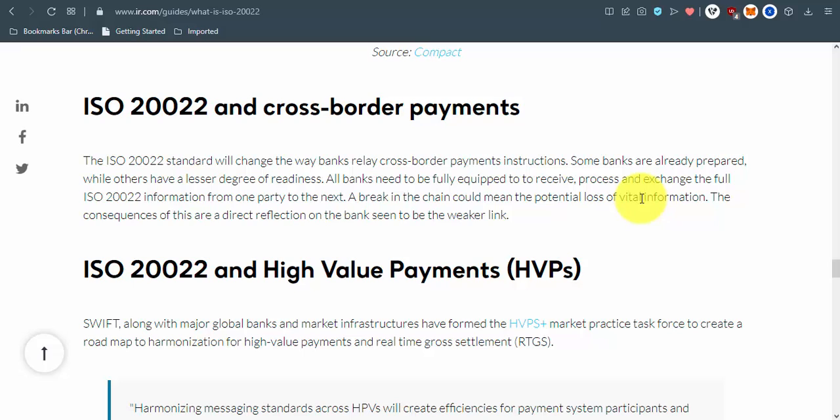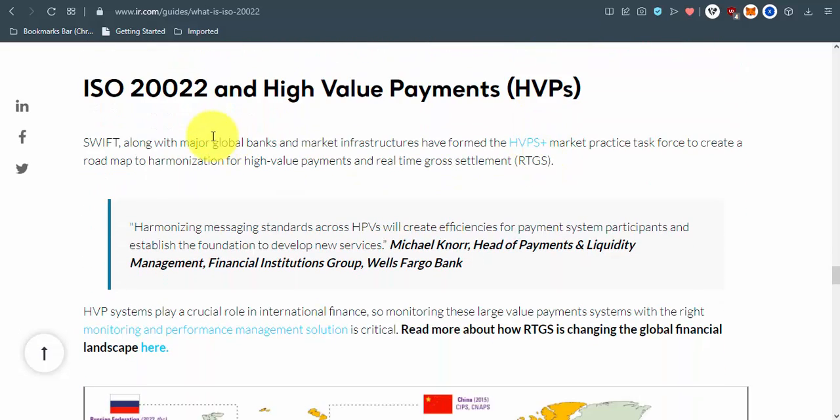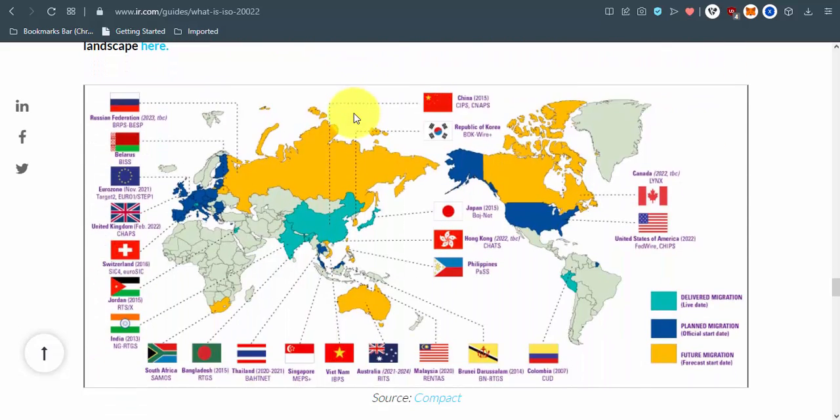So here you can clearly see that ISO 20022 is about messaging. It's to do with the messaging layer that's going to be upgraded in the banking infrastructure, not the settlement layer, the messaging layer. And it's talking about vital information being exchanged from one bank to another as part of cross-border payment instructions. And then it goes into talk about ISO 20022 and high-value payments, and it gives a diagram of all the high-value payment systems around the world.